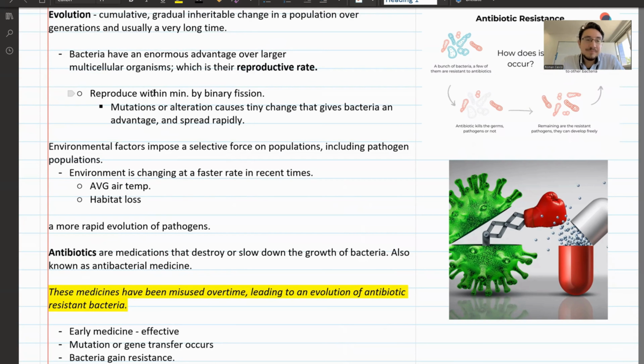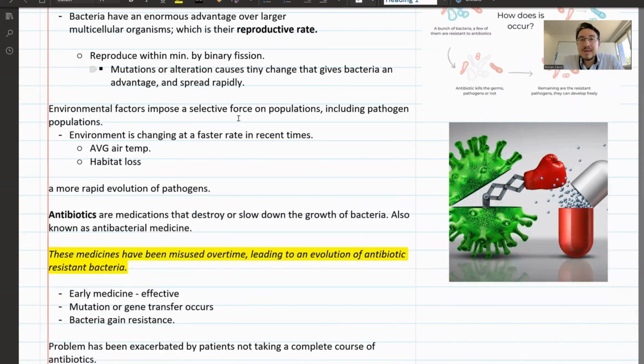As they're reproducing, you could be getting mutations. You could be getting passing of plasmids from one bacteria to another. And just those small changes are enough for a bacteria to become resistant or more resilient to an antibiotic, right? And therefore they could spread rapidly.